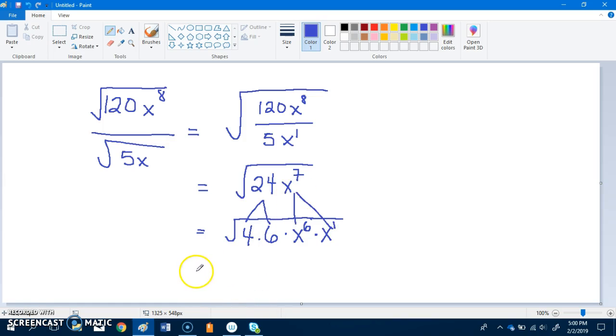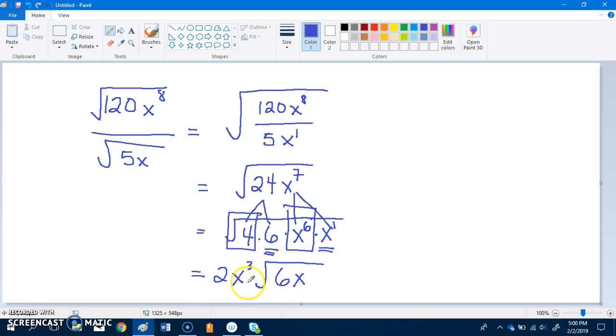And now we can take the square root of 4, which is 2. We can take the square root of x to the power of 6, which is x to the power of 3, and that's going to leave us with 6 because we can't take the square root of that. It's not a perfect square, and the x here. Those are what's left behind. And this is the reduced form of our original question.